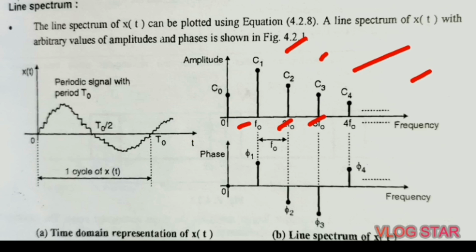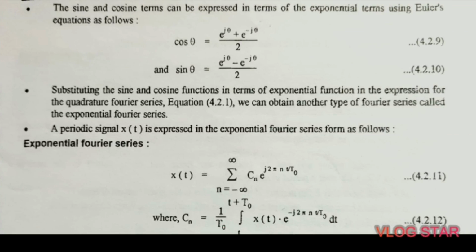Okay, then the next type of Fourier series is the exponential Fourier series, or we can say the complex exponential Fourier series. The sine and the cosine terms can be expressed in terms of exponential terms using Euler's equation as follows. cos theta is equal to e raised to power j theta plus e raised to minus j theta upon 2, and sin theta is equal to e raised to j theta minus e raised to minus j theta by 2. For cos theta, plus is present, and for sin, minus is there.